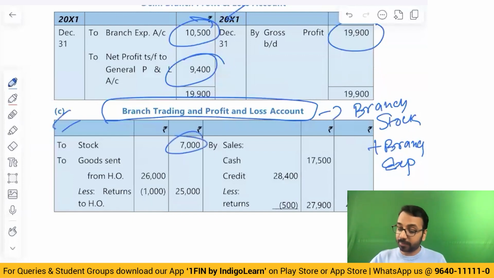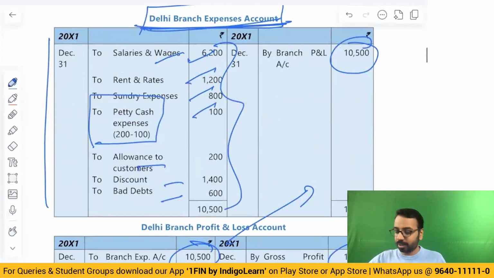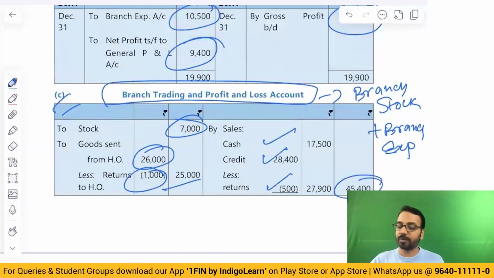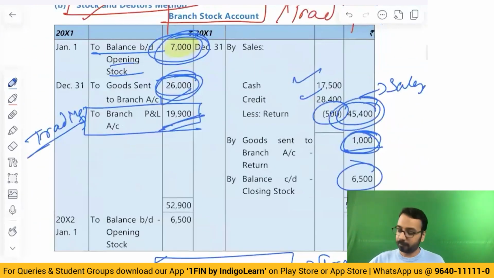How? Opening stock 7,000. Same number. Then goods sent to branch 26,000. That is kind of your purchases. Minus goods return 1,000. 25,000. You can put it on the other side also. 26,000 minus 1,000. 25,000. Same way sales. Cash sales, credit sales, returns, total sales 45,400, which matches with the sales number here.